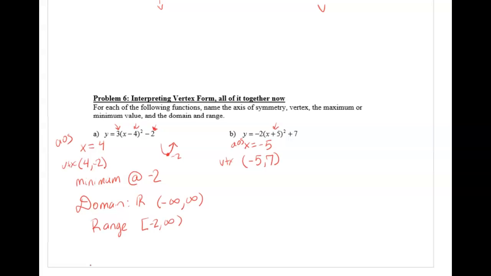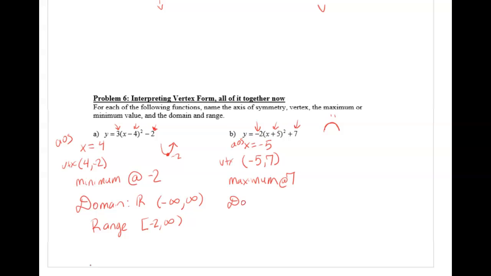Do I have a maximum or minimum this time? This time I have negative thoughts, so it's a frowny face, which means that I have a maximum. And that maximum value should match the y value of my vertex, so I have a maximum at 7.